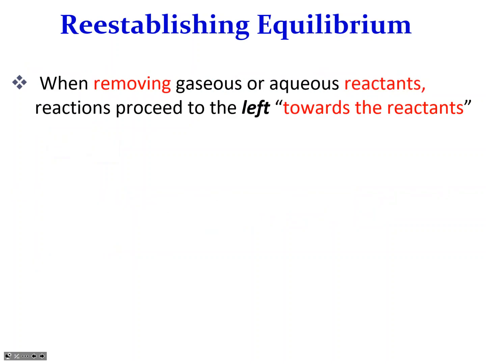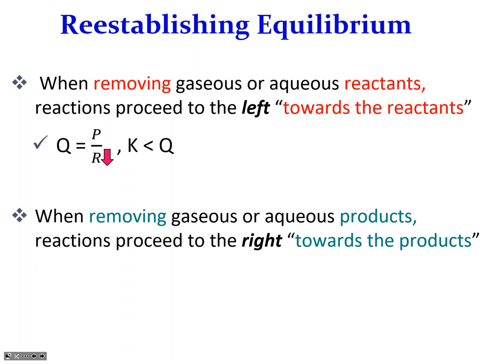Now removing. Removing reactants, it's going to go left towards the reactants. So now we are removing, making the denominator smaller. When you make the denominator smaller when you divide, you're going to get the bigger number. That is correct. So in this case, K would be less than Q. So it is going to go towards the reactants.